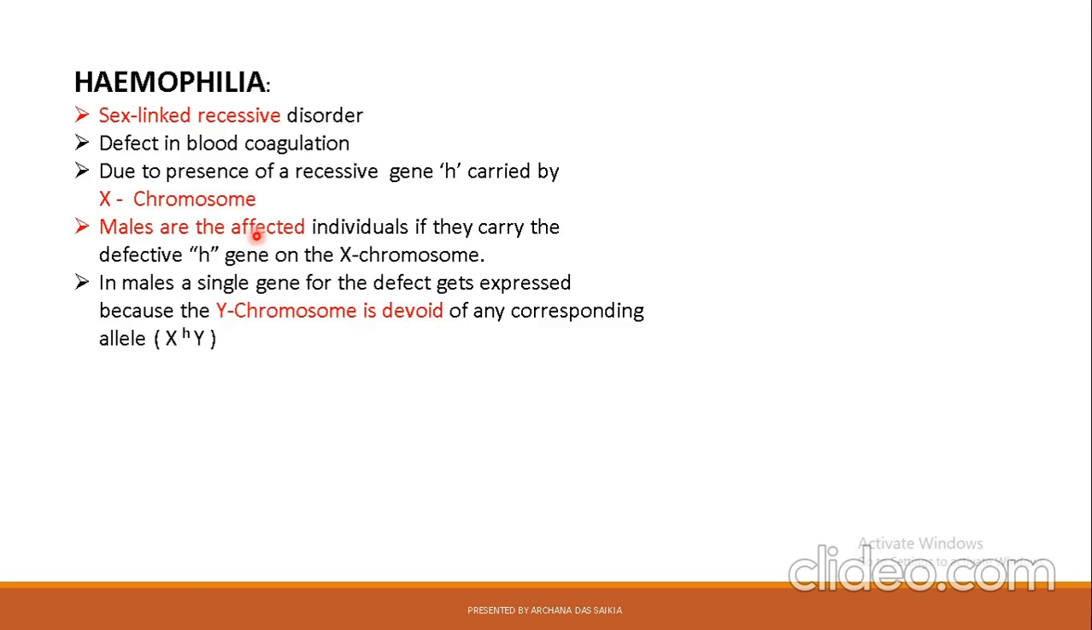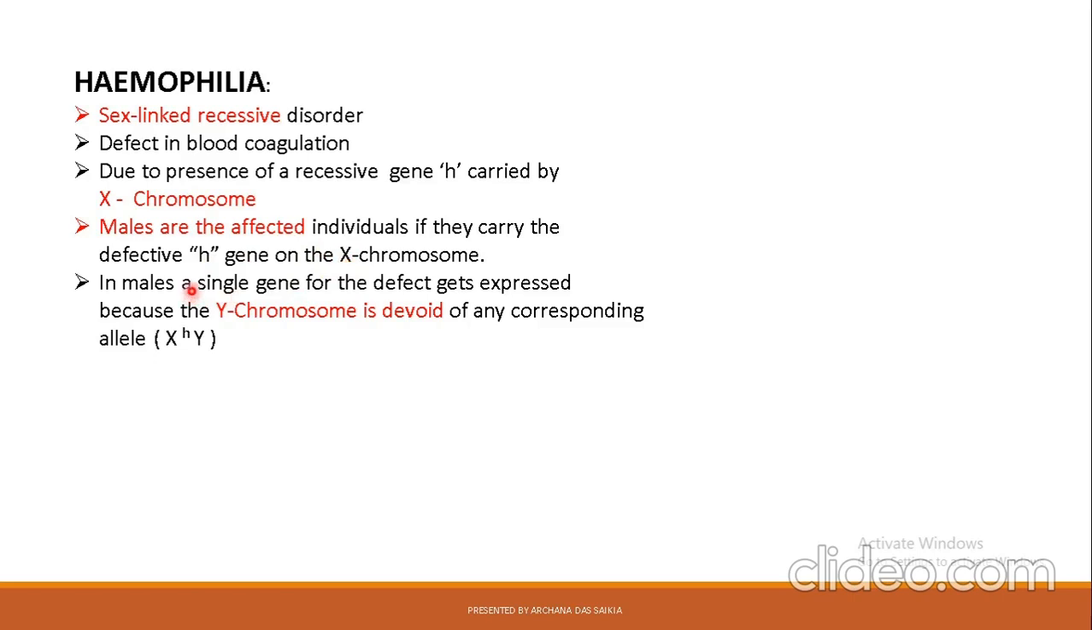So what happens in males? Males have only one allele. They will not have a pair of alleles for it. If the defective allele is present, the gene is present on the X chromosome, they are affected. If the X chromosome is carrying the normal one, then they will not be affected.